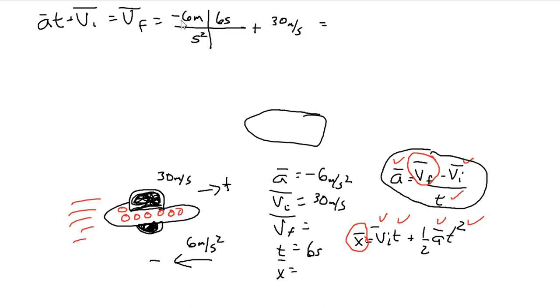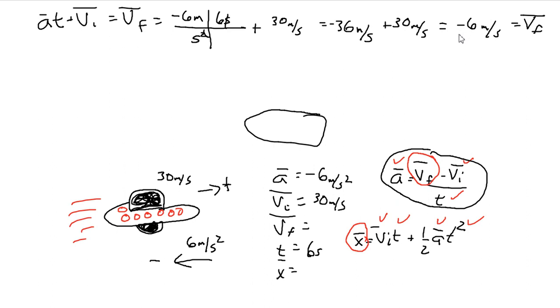Okay, -6 times 6 works out to be 36. It's negative 36. This cancels out one of these, so it's negative 36 meters per second plus 30 meters per second works out to be -6 meters per second. So I get a final velocity of -6 meters per second. Now the units work out to be right. The number certainly makes sense, and it's a negative value.